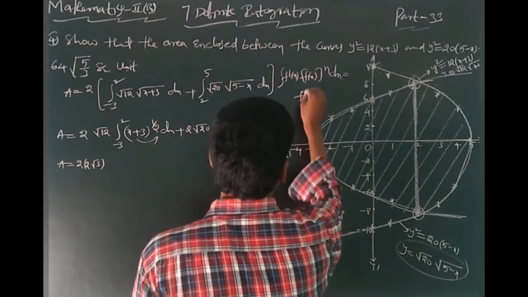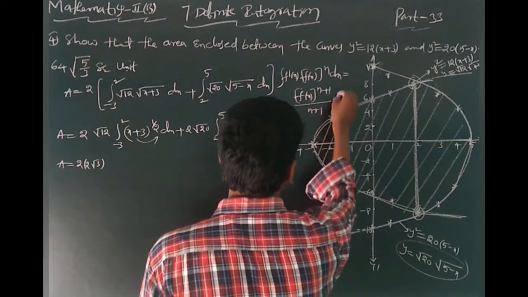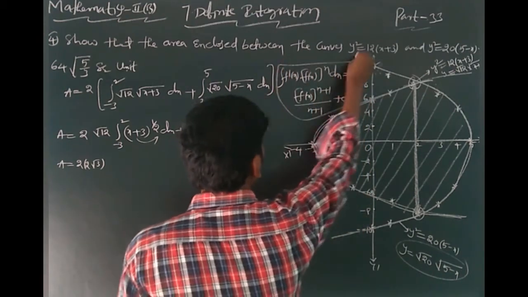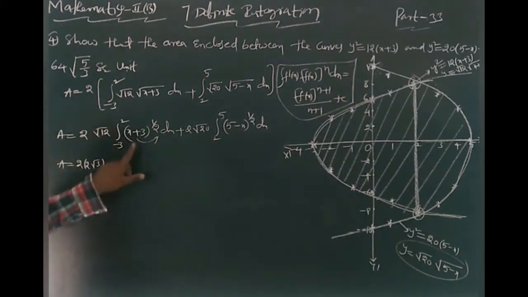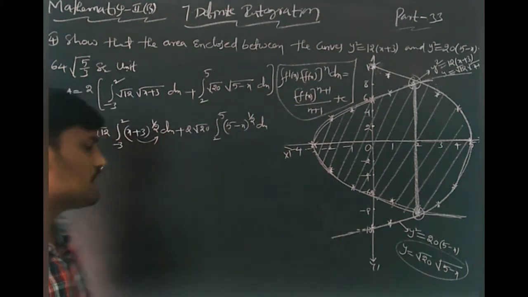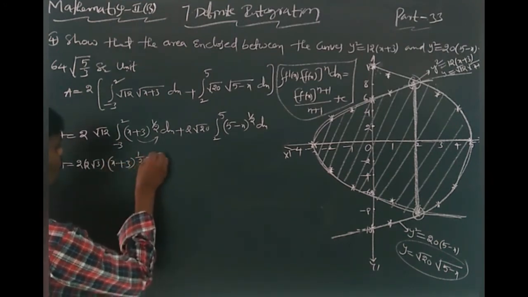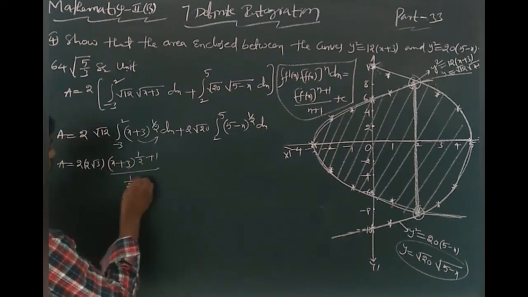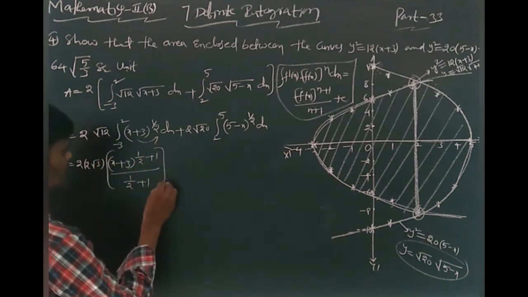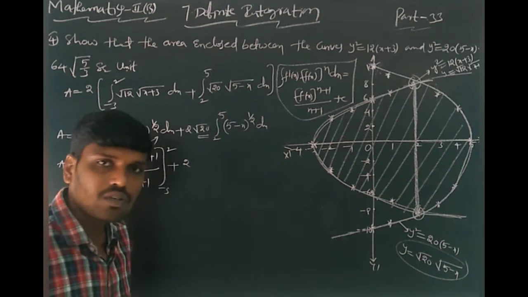What is the formula? F of x whole power n plus 1 by n plus 1, plus c. This is the formula. You can use this formula. In this formula, here this is f of x. This derivative is 1. That's why you can write this one as x plus 3 whole power 1 by 2 plus 1, by 1 by 2 plus 1. Here the interval is minus 3 to 2.